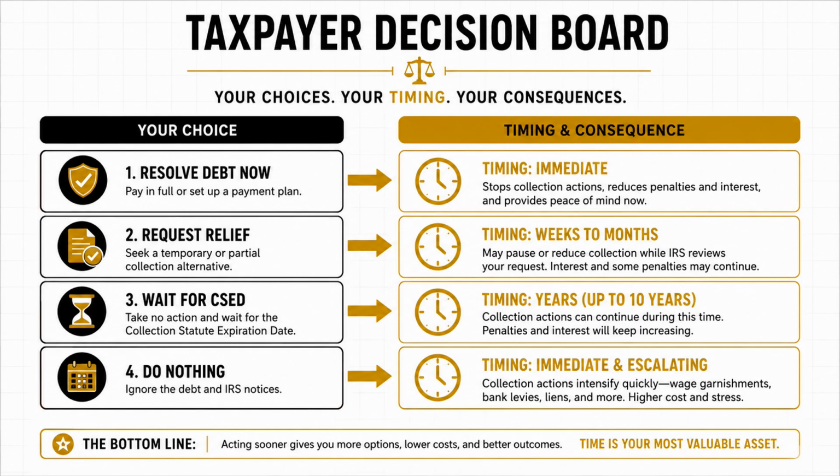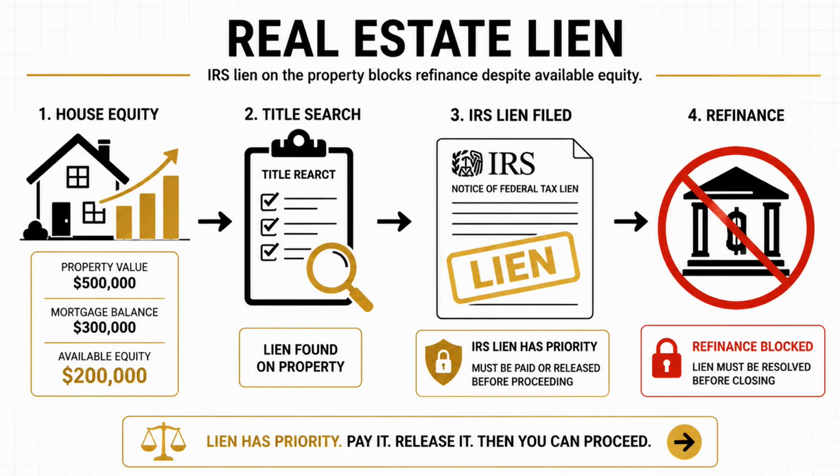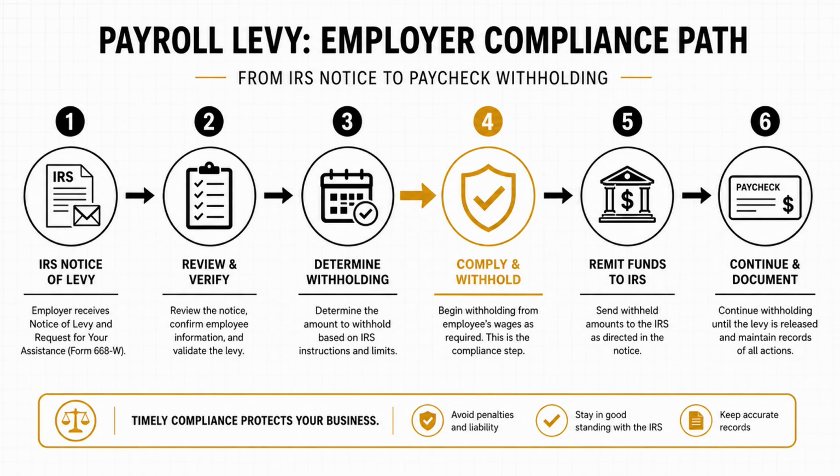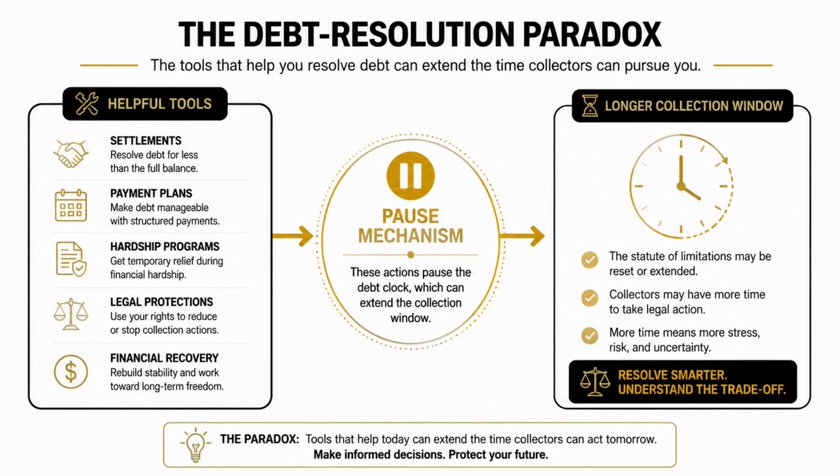Here is what most people miss about reaching that date. If any tolling events occurred, any bankruptcy, any OIC, any IA request, any CDP hearing, the date on which the CSED expired is not the date that was 10 years from assessment. It is later, sometimes years later. A taxpayer who believes they have outlasted the IRS may still be inside the collection window without knowing it. You cannot manage a deadline you cannot see, and that is exactly how the system is designed.